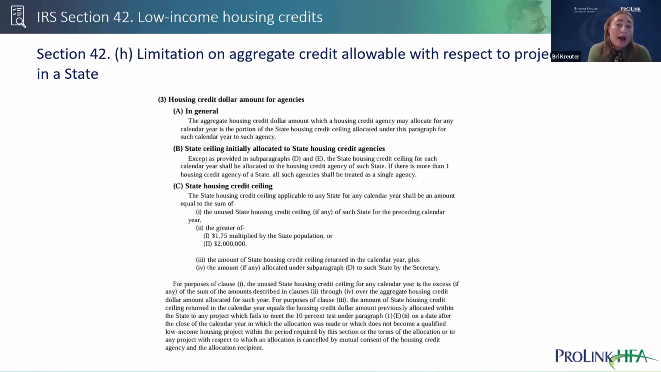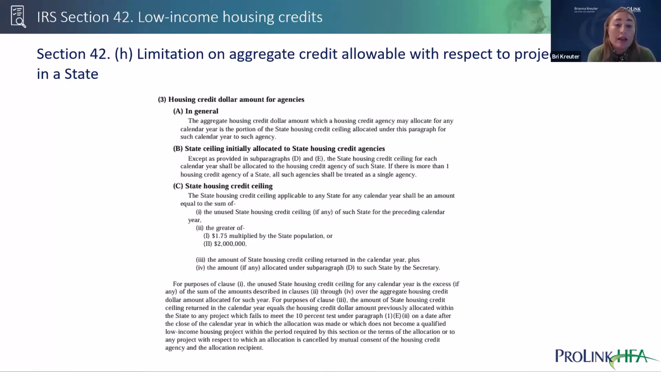Then in addition to that, there's a concept called the per capita amount, which is basically the state population multiplied by a dollar figure established by the IRS, and it goes up with inflation annually. So right here on the screenshot we provided, that value in the past was $1.75 per capita. I'm sure it's gone up since this screenshot, but that would be multiplied by that state population.